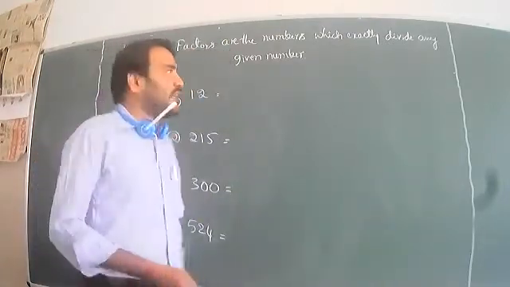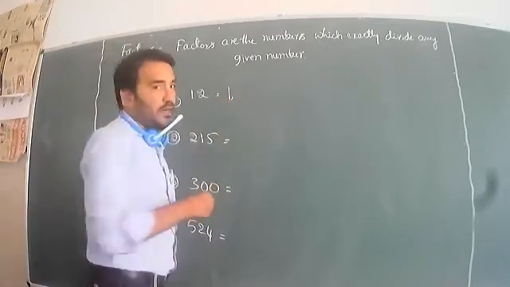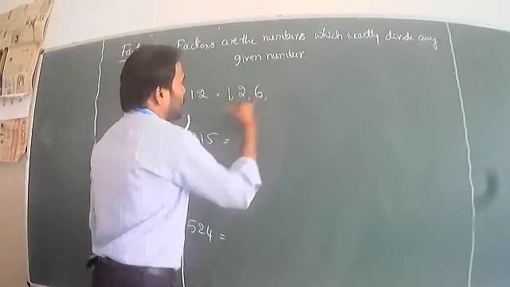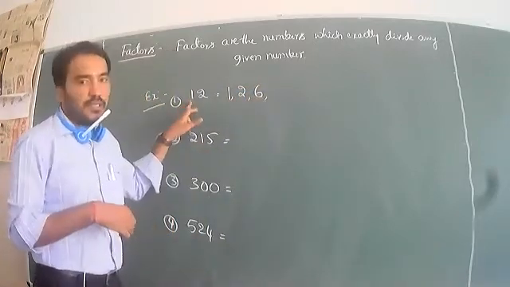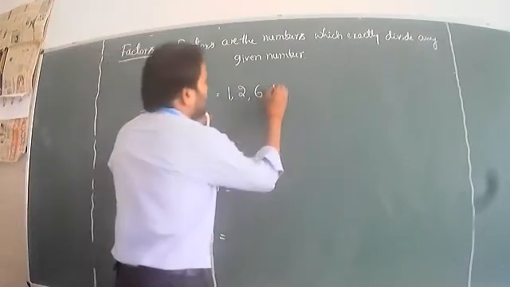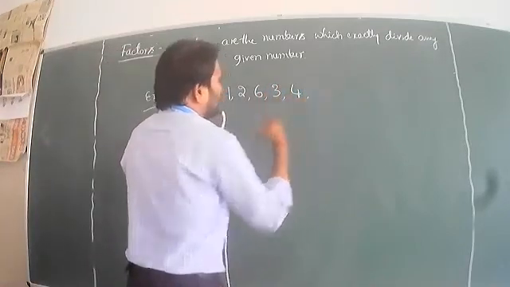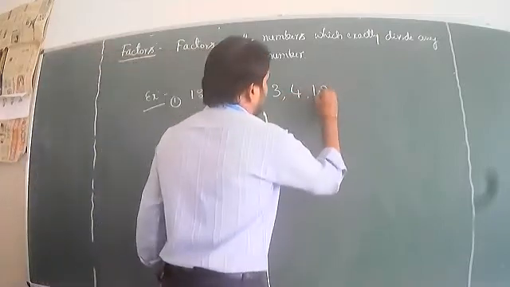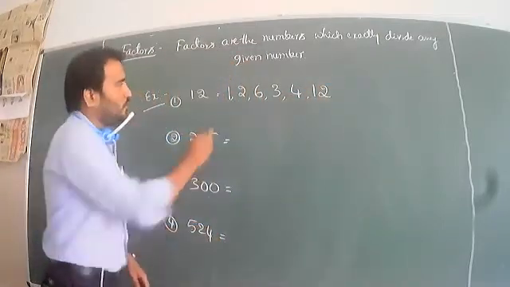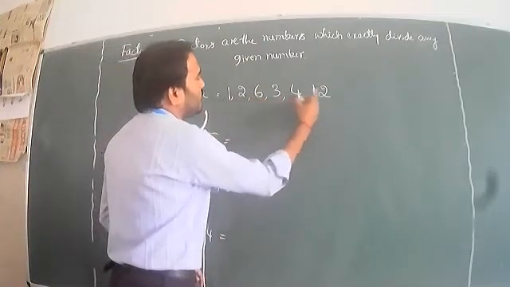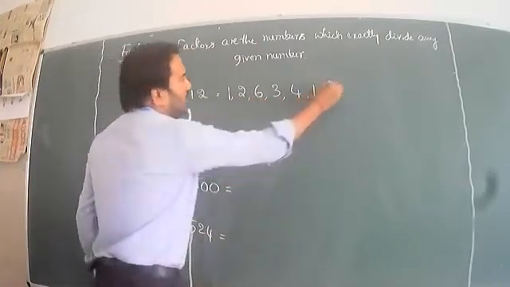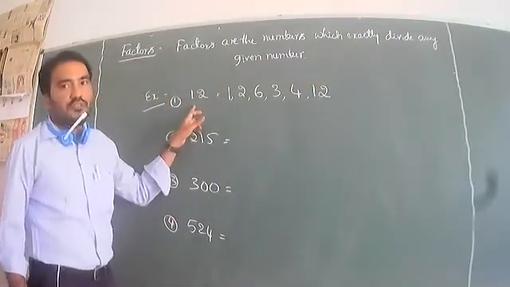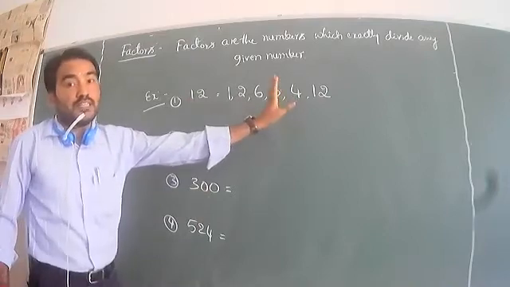So 1 can divide 12. Just one example. 2 can divide it: 2 sixes are 12, so 2 and 6 divide 12 completely. Next, 3: 3 fours are 12. Next, 12 itself. So how many factors of 12? 1, 2, 6, 3, 4, 12, totally 6. Here 12 is the biggest factor of 12, the number itself.